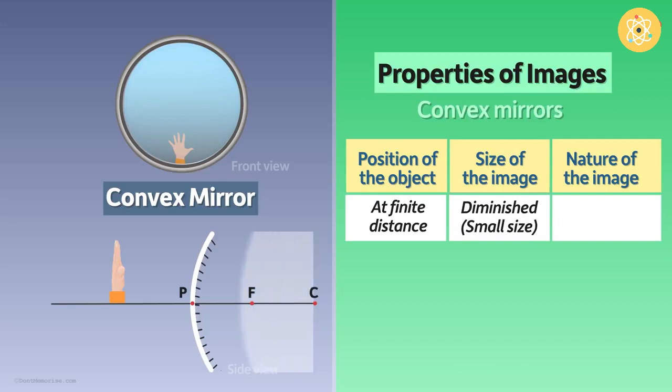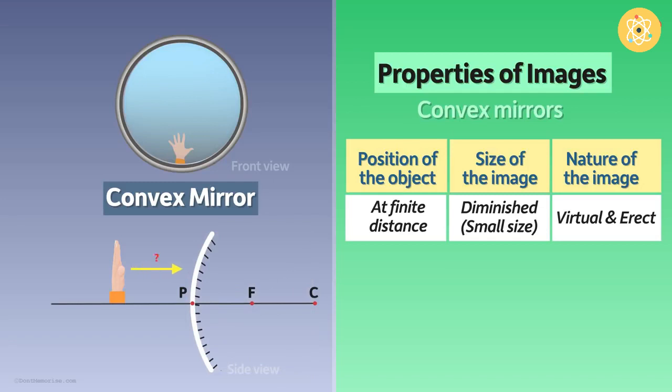The light rays seem to come from the point behind the mirror. But obviously, we know that no image is formed there. So this is a virtual image. Also, it's an upright image. Remember that every virtual image is an upright image.